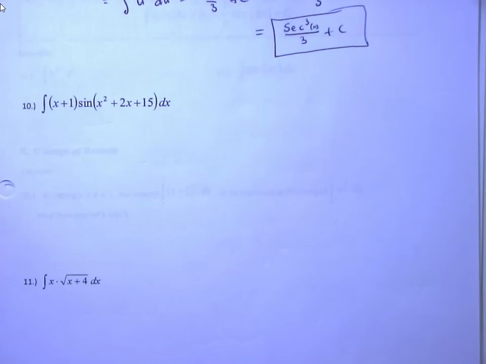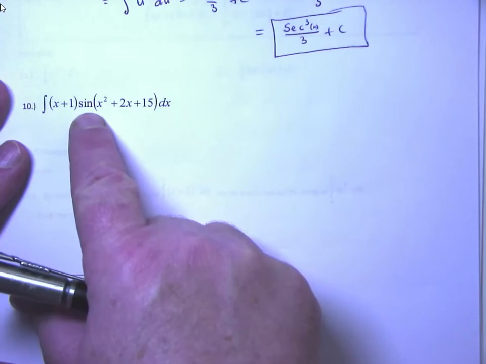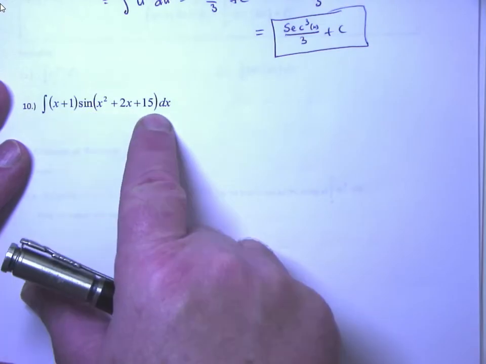The integral of (1 + x) times the sine of (x² + 2x + 15) dx. I'm trying to integrate a trig function. With trig functions, I traditionally let u equal the angle of the trig function. It also happens to be inside the parentheses. But because this is a trig function, this is special. It is the integral of (x + 1) times the sine of (x² + 2x + 15) dx.